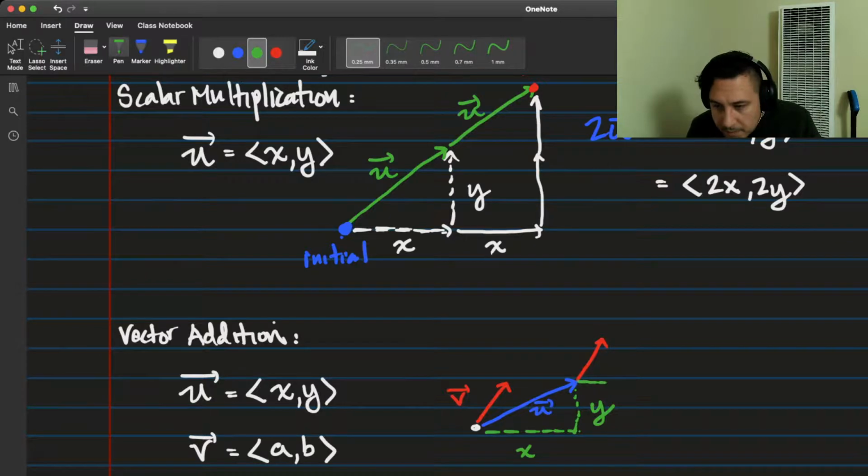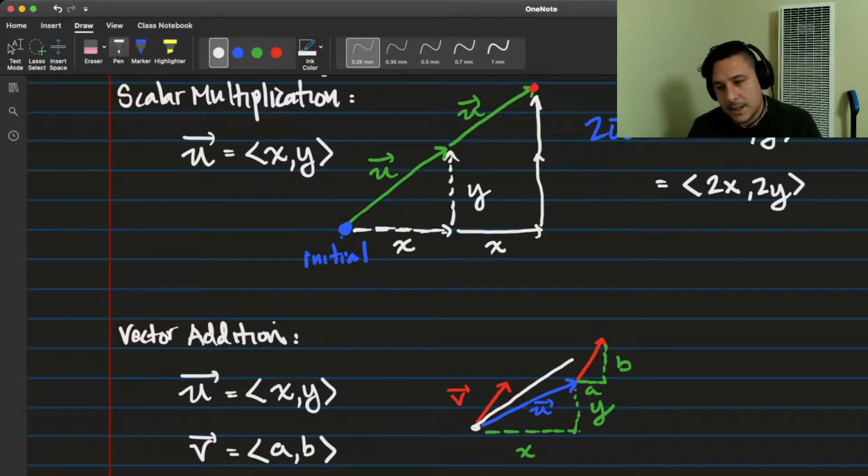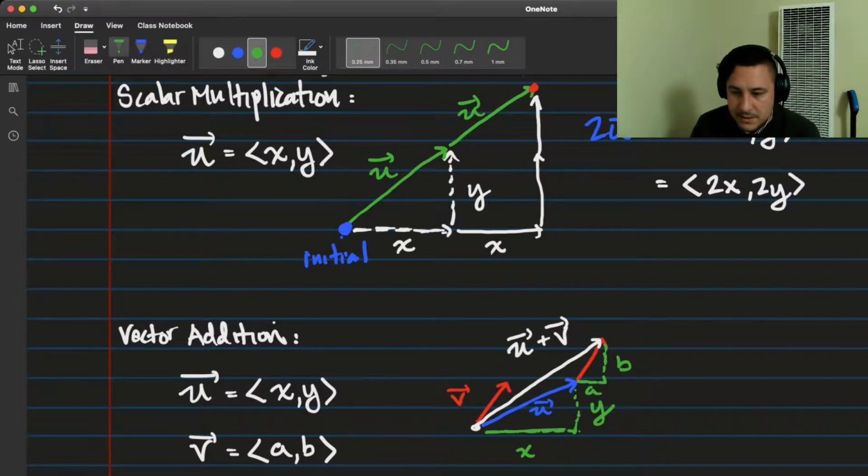First go right by a, and then up by b. So your resulting vector will start here at the white and end at the white. That's going to be u plus v. And notice what you can do is start down here at the bottom. First go x, and then go a, then go up by y, and then go up by b.